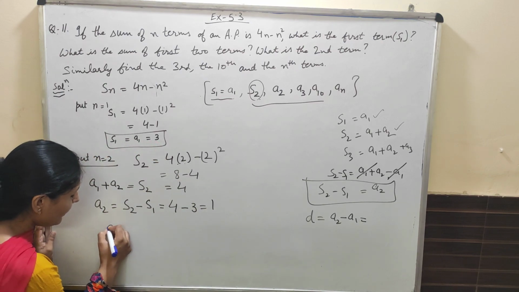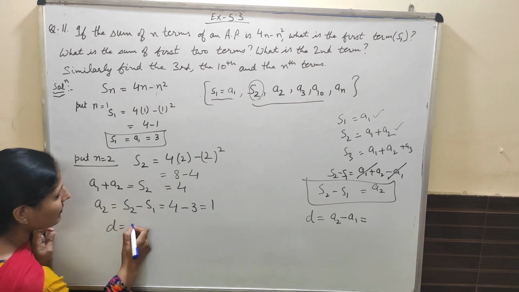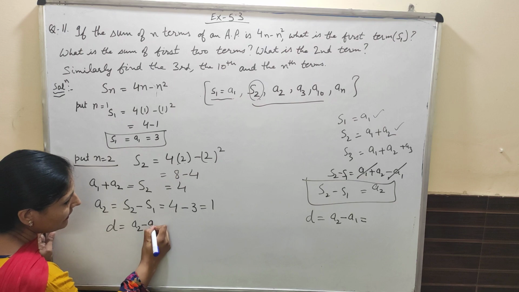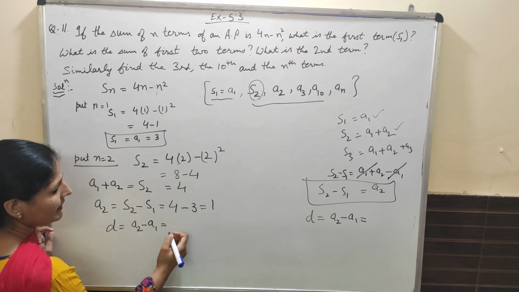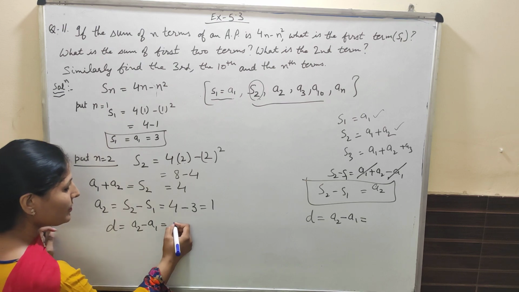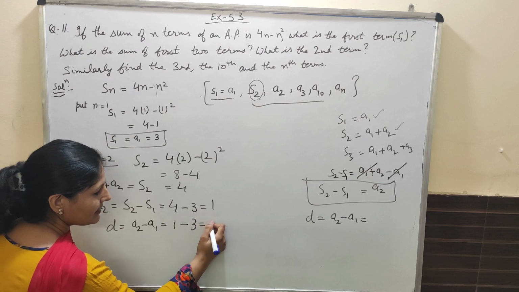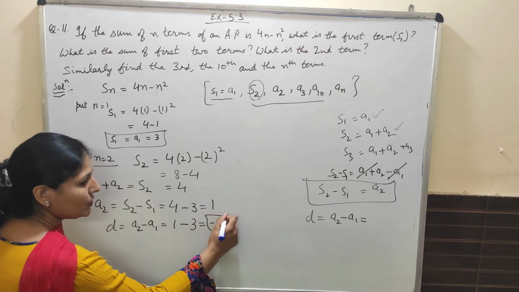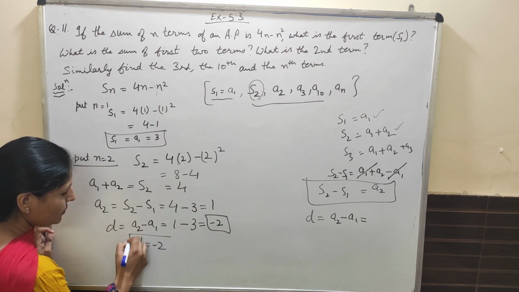Now we have to calculate the value of the common difference. Then how will we calculate? By subtracting them: A2 minus A1, which is equal to 1 minus 3, which is minus 2. So the value of D is minus 2.